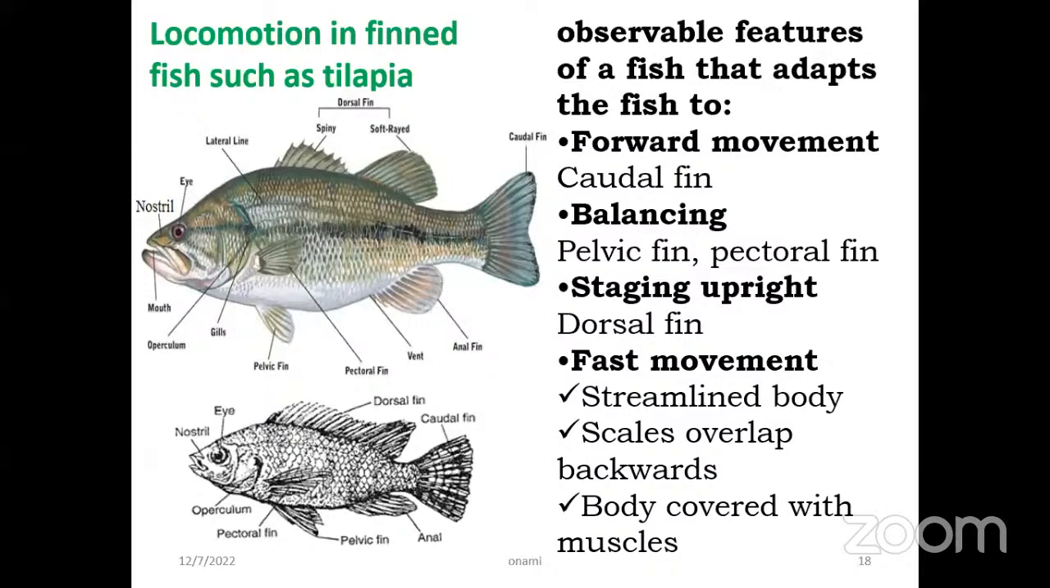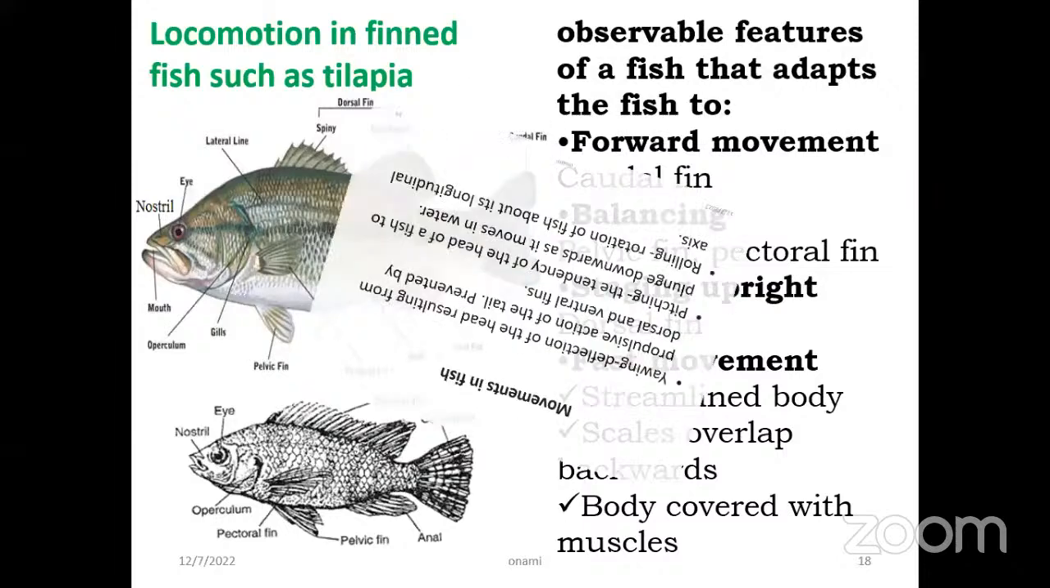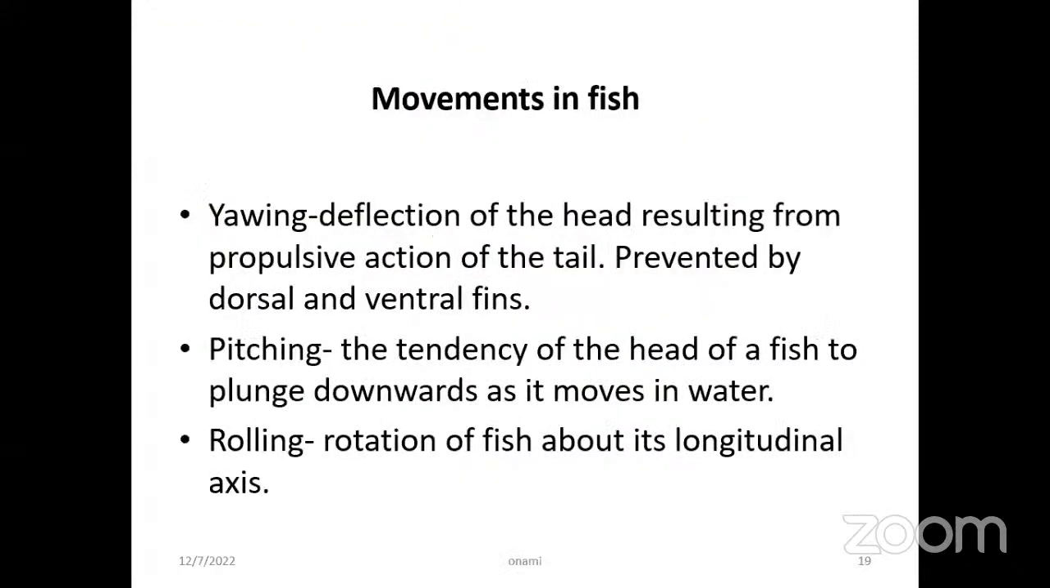So you will see, if you went to an aquarium, you will see fish moving, but the tail fin will be propelling from side to side, and that one forces the fish to move forward. That propulsive activity makes the head of the fish to move from its permanent position, and that brings about yawing for the fish. And this yawing is prevented by the dorsal and the ventral fins.